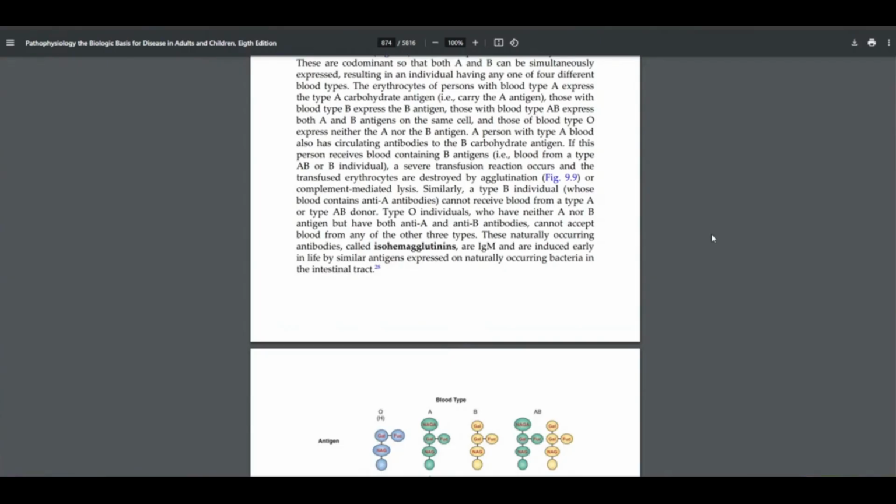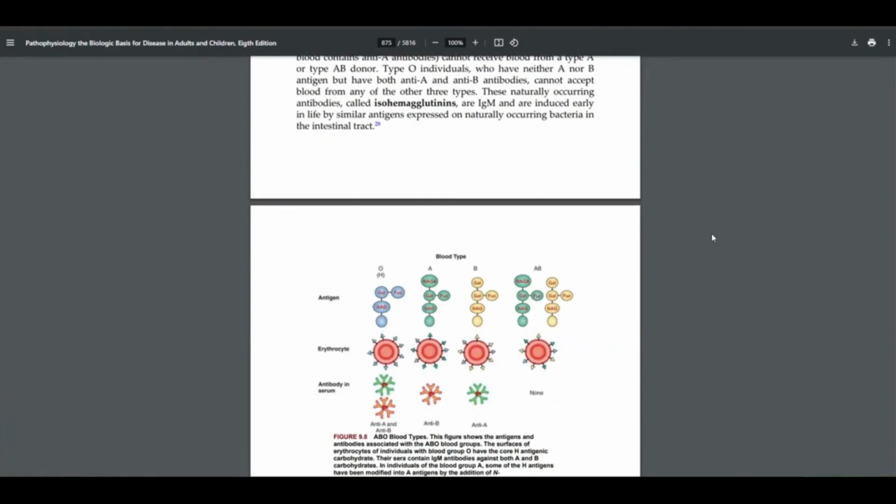These naturally occurring antibodies, called isohemagglutinins, are IgM and induced early in life by similar antigens expressed on naturally occurring bacteria in the intestinal tract.